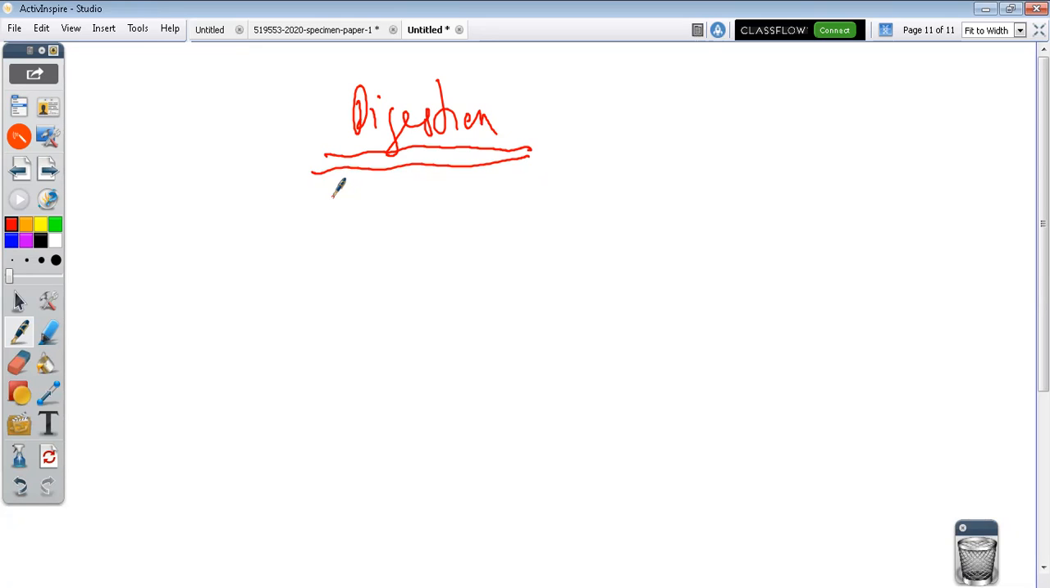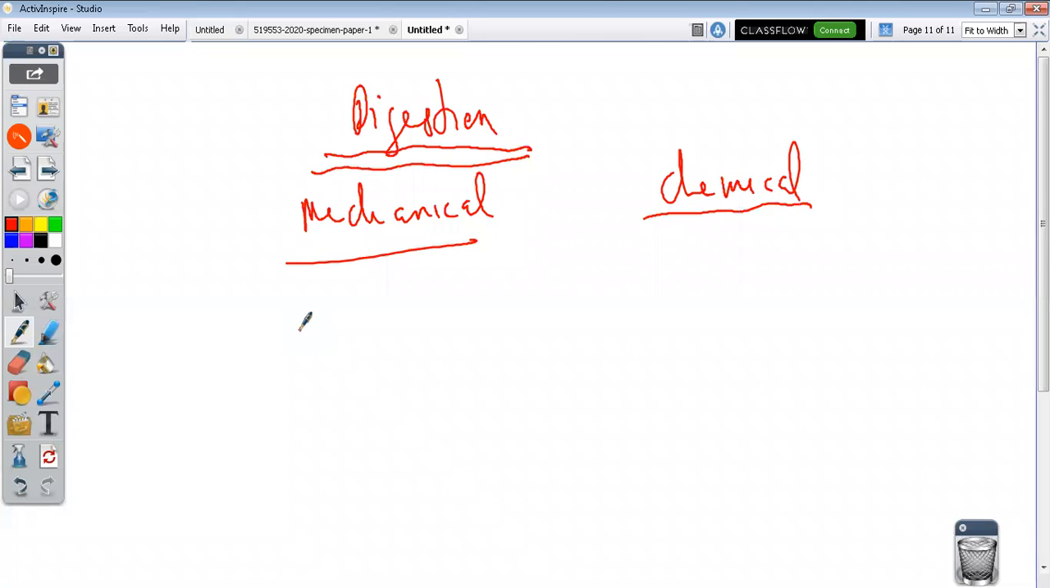Now, digestion. So we'll look at that next. What is the difference between chemical digestion and physical or mechanical digestion? Mechanical means physical, and chemical, what's the difference? If a question says compare and contrast, I haven't seen a question, but perhaps they can ask you anything. Compare and contrast chemical and mechanical.